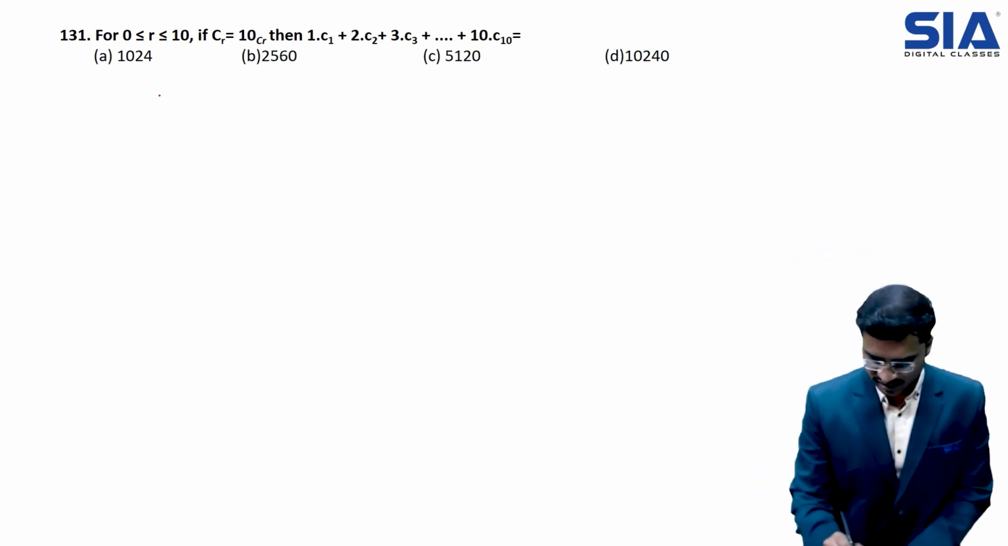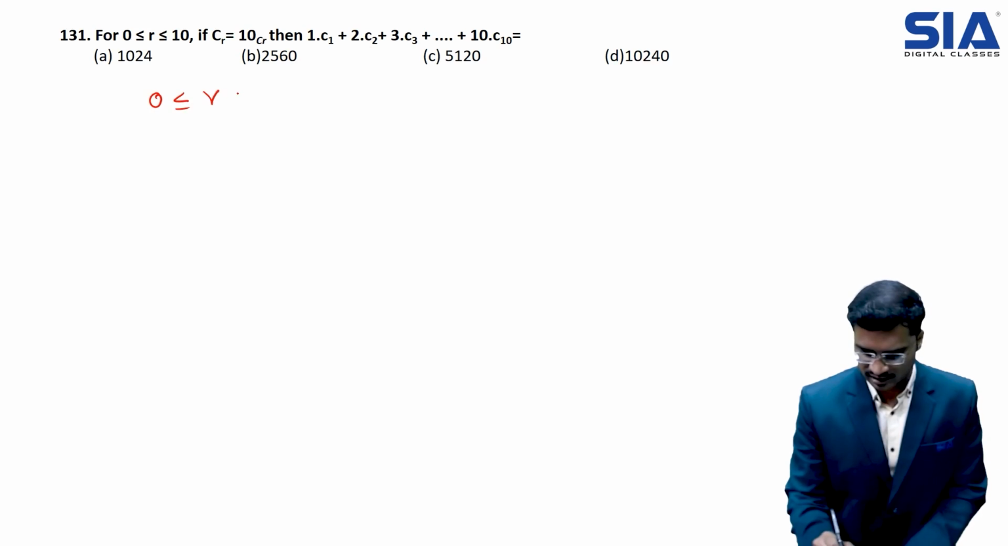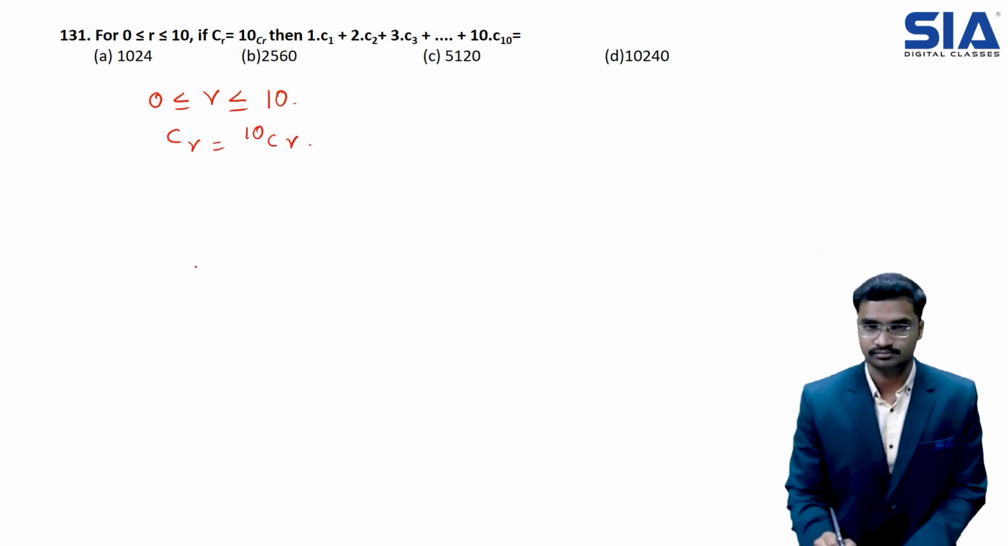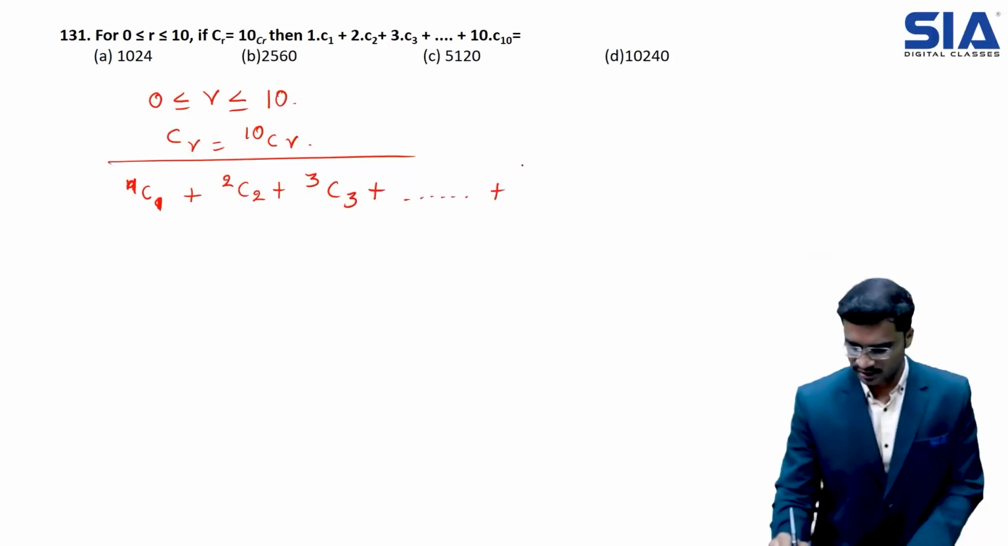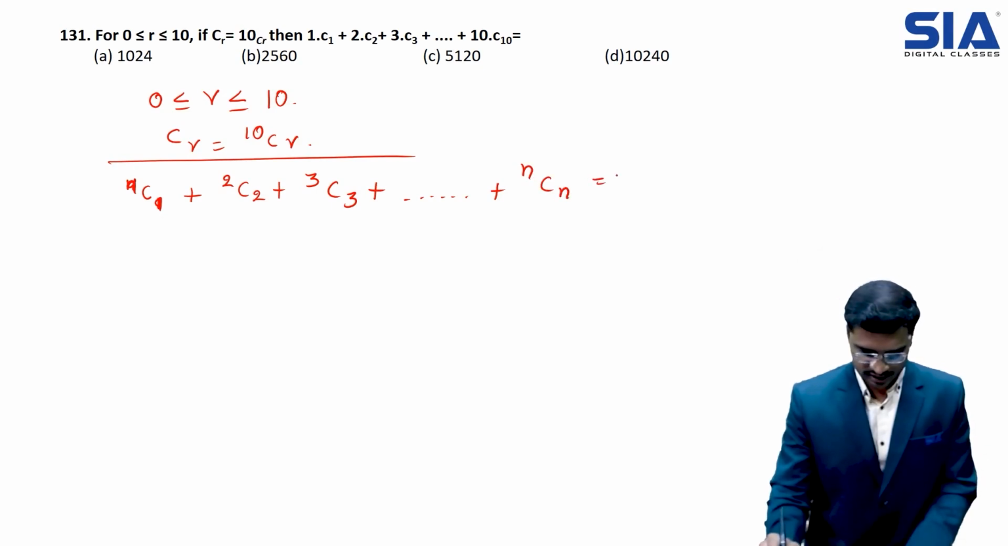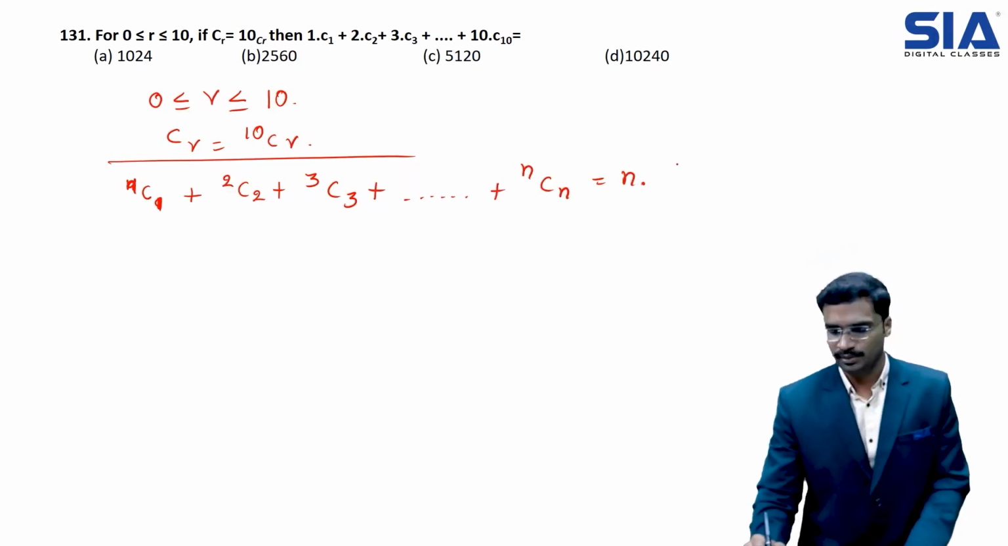So here the given condition is 0 is less than r is less than 10, and CR is given as 10 CR. We know that 1C1 plus 2C2 plus 3C3 plus and so on till nCn is nothing but n multiplied by 2 to the power of n minus 1.